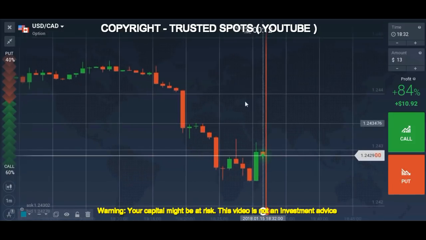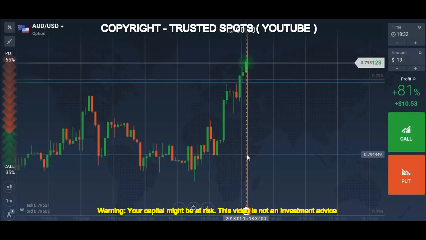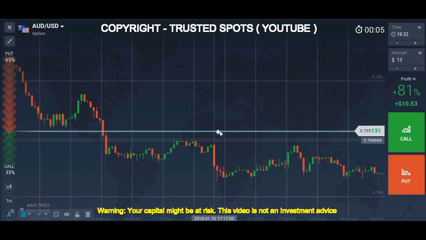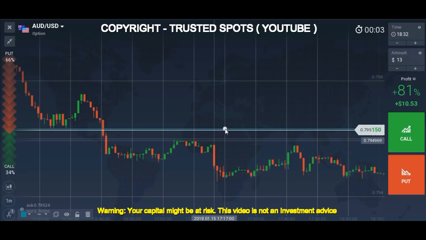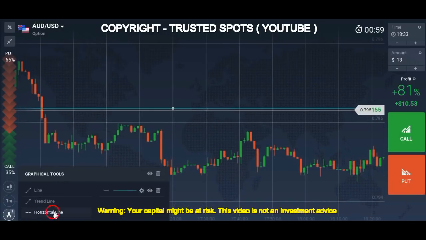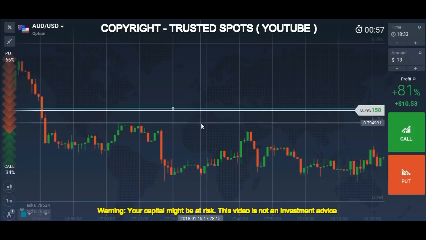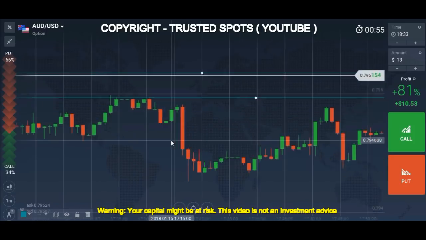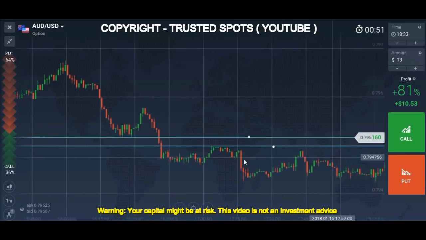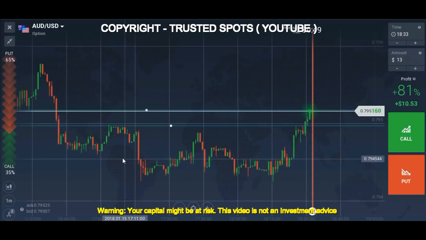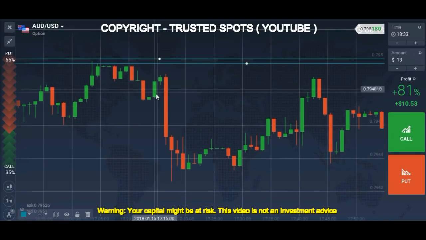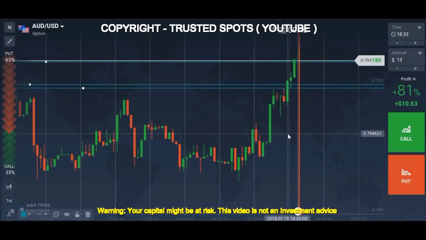Now let's move to a different chart. Here we have another level, but we will not go against the trend as much as possible. Okay, so we have the area here.